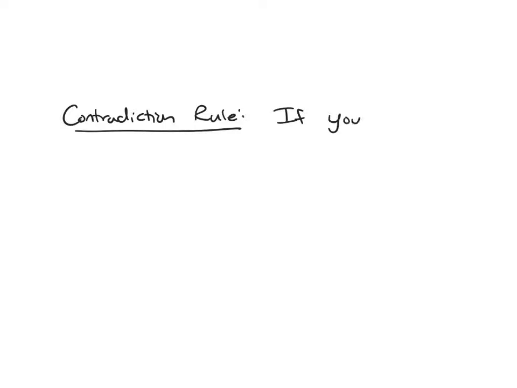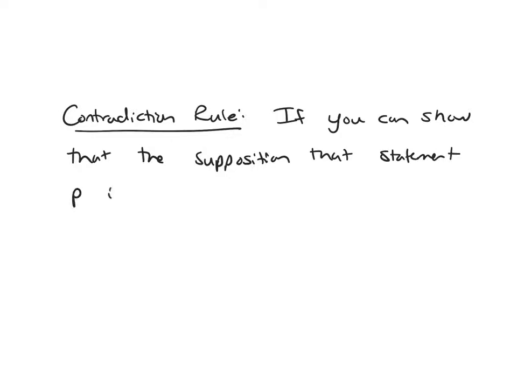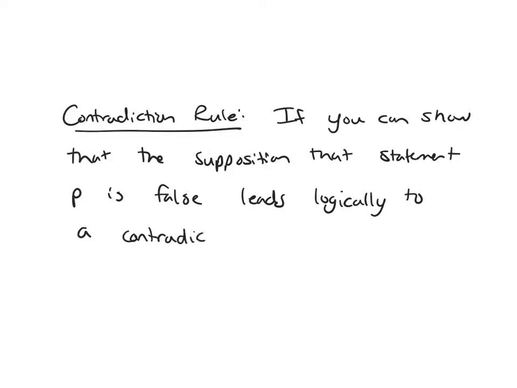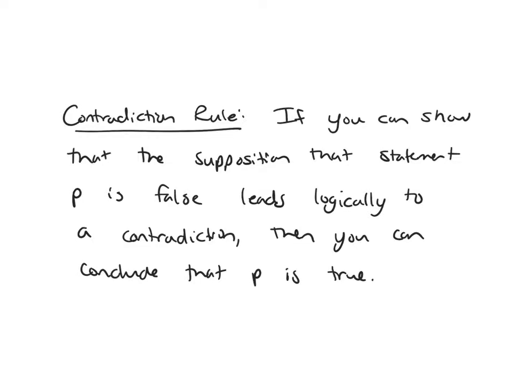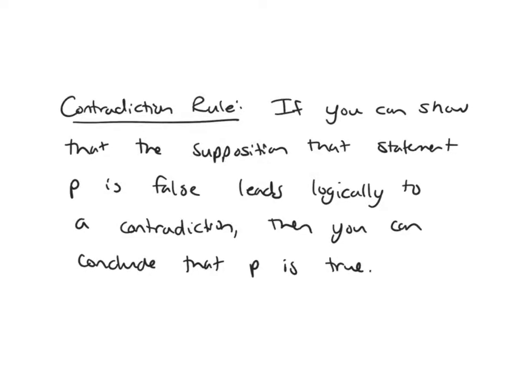So it says if you can show that the supposition, that statement P is false, leads logically to a contradiction, then you can conclude that P is true. So the idea here is that you want to show that P is true.